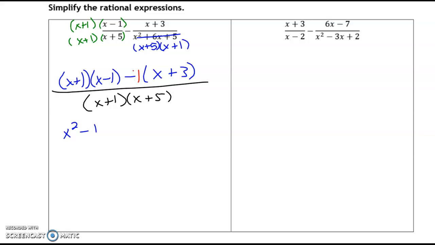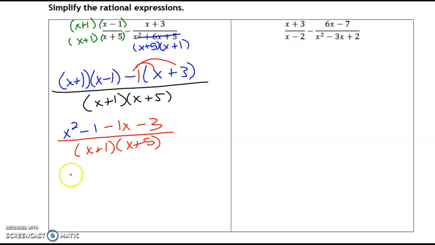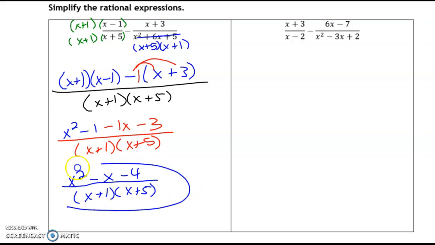Now here's the part that's tricky for subtraction. We want to subtract that entire part. So we need to go minus 1x minus 3. All right, so then we try to simplify it. So we get x squared minus x minus 4 all over x plus 1 times x plus 5. I can see that the numerator is not going to factor because multiply to be 4 would have to be 4 and 1 or 2 and 2, which does not make a 1 on the inside. Okay, so then this will be your answer.